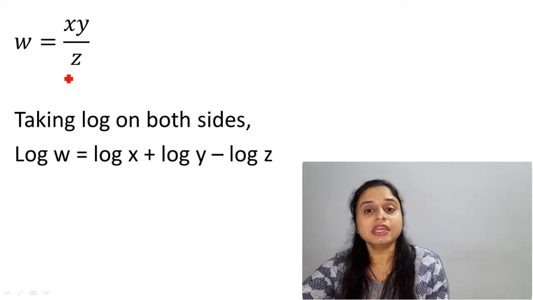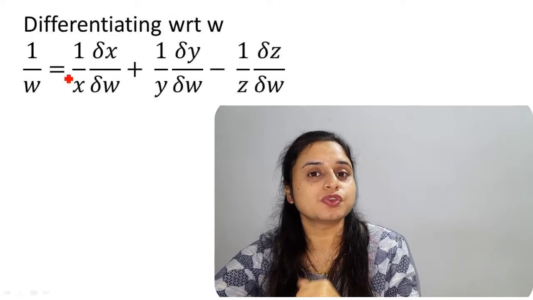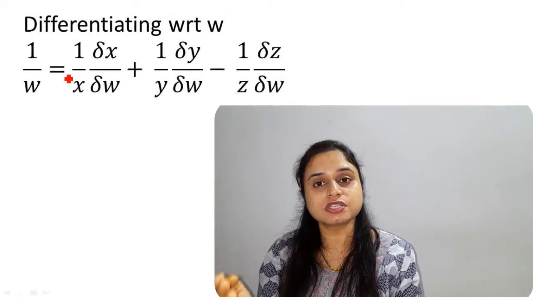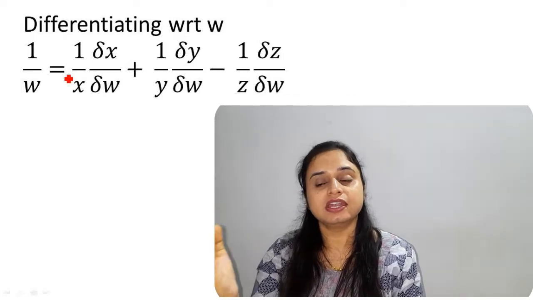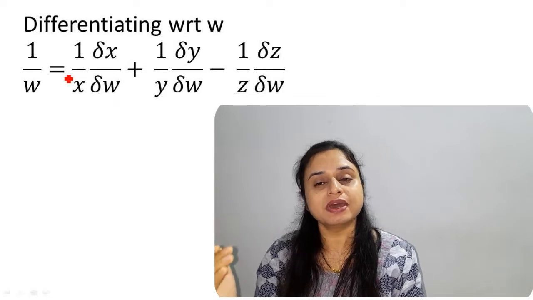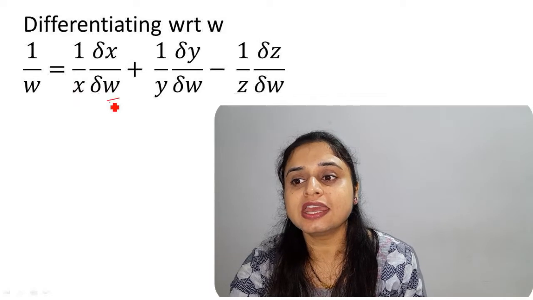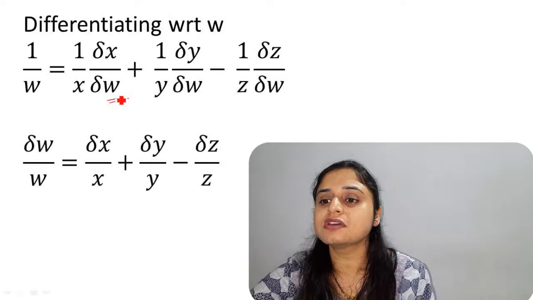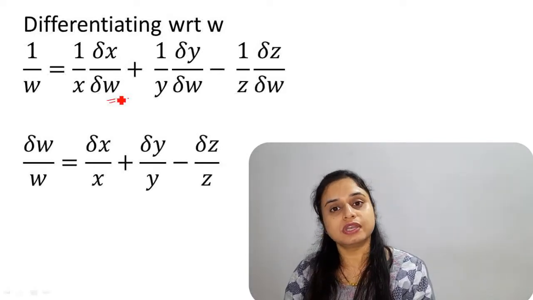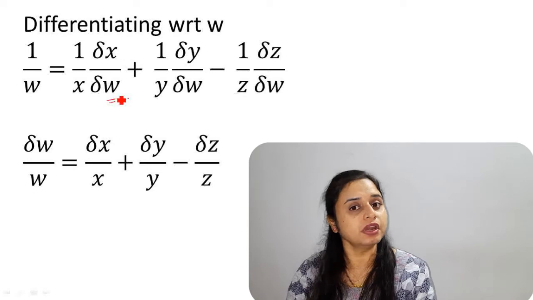Now the next step will be to differentiate with respect to w. So the equation becomes 1 upon w equals 1 by x del x by del w plus 1 by y del y by del w minus 1 by z del z by del w. In this equation, again take del w as common and shift to the left hand side. So the equation becomes del w by w equals del x by x plus del y by y minus del z by z. Let us suppose this is equation number 1.